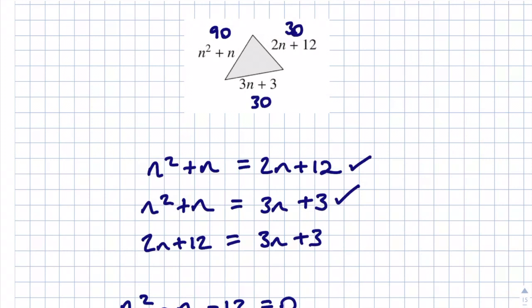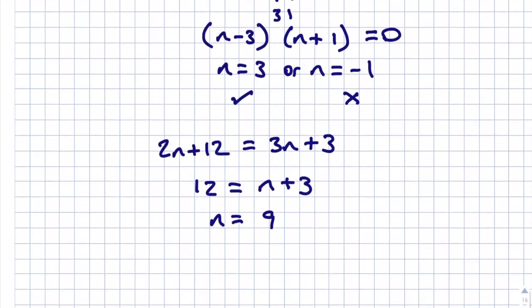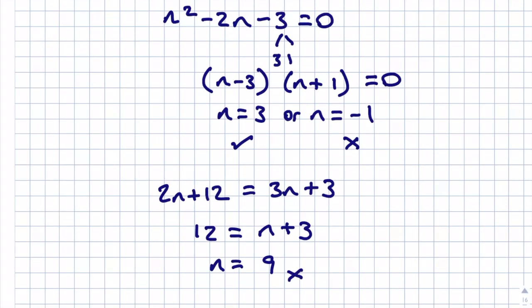be able to see that 90 is bigger than the sum of the other two sides, because the sum of the other two sides is 30 plus 30, which is 60. So this triangle doesn't support the triangle inequality theorem. So that means it can't be a triangle. It cannot be an isosceles triangle. So therefore, n equals 9 does not work.